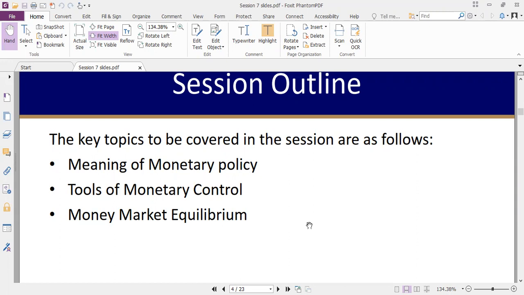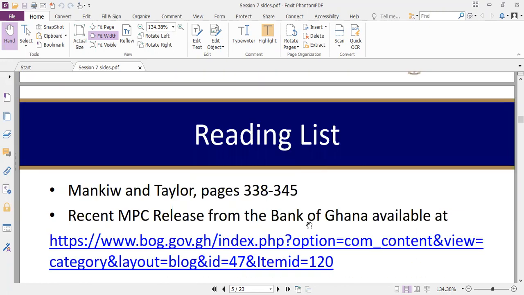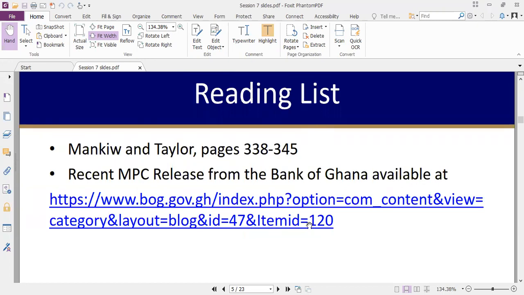Okay, so let's start. You have this reading list, Mankiw and Taylor, pages 338 to 345. You can see what we are going to do today there. Putting that aside, we will need this when we are doing the tutorial session. When we click on this, it will take us straight to the Bank of Ghana website, where we would be able to see the Monetary Policy Committee statement.